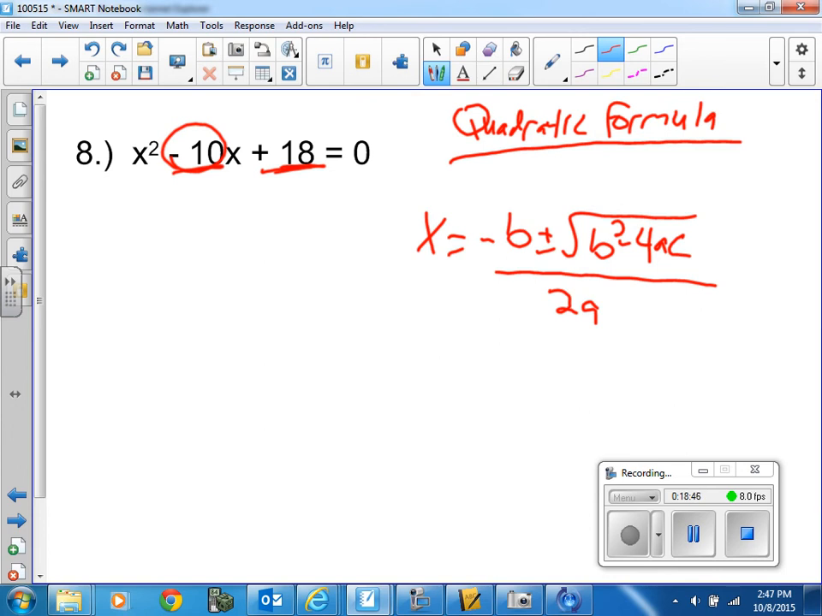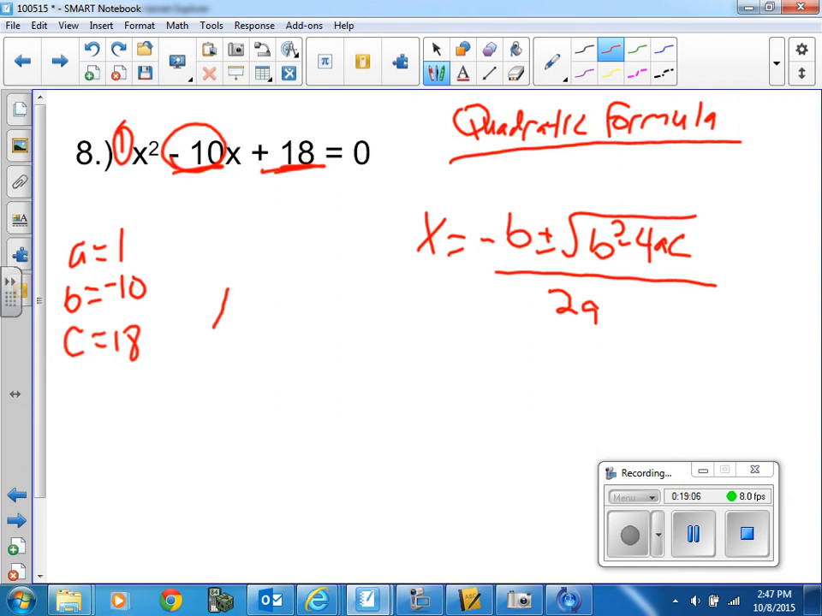Well, a is always the number next to our x squared, which when there is none, we know that that's just 1. So a is equal to 1. B is equal to the number next to our x term, or our variable that doesn't have an exponent except for 1, and that is -10. And C is 18, the number without the variable. Now we can just go ahead and plug them in.